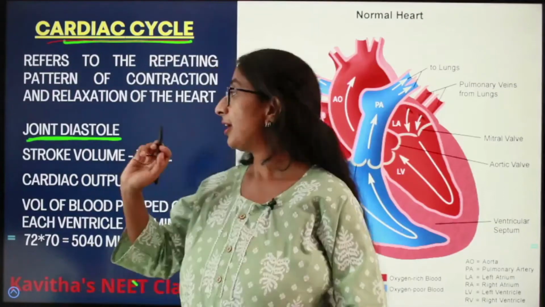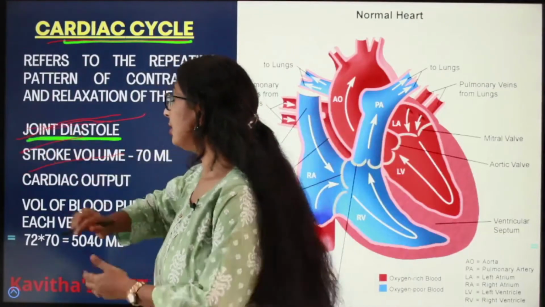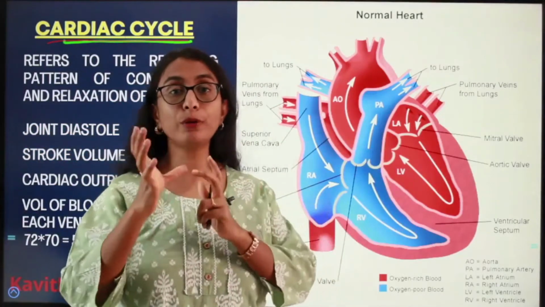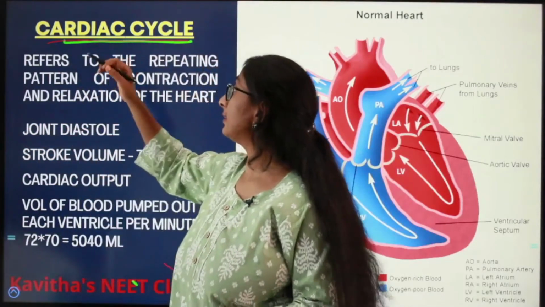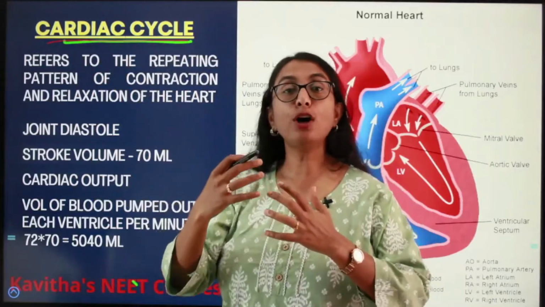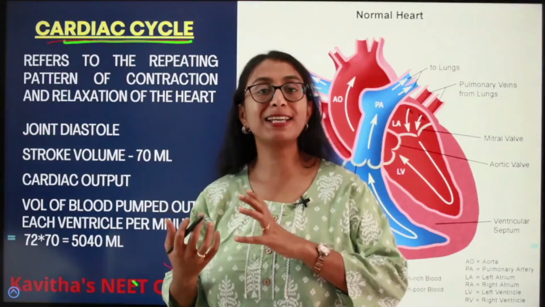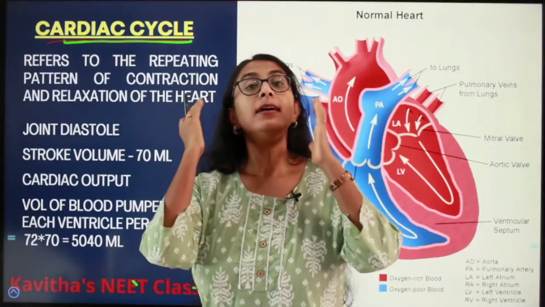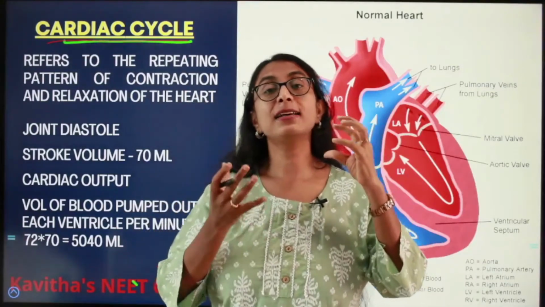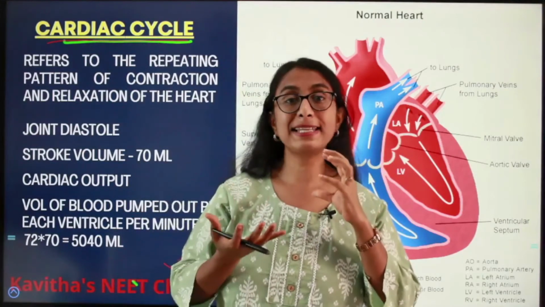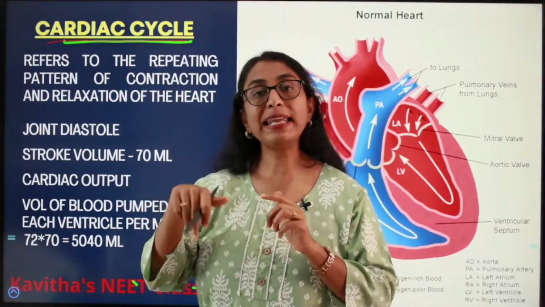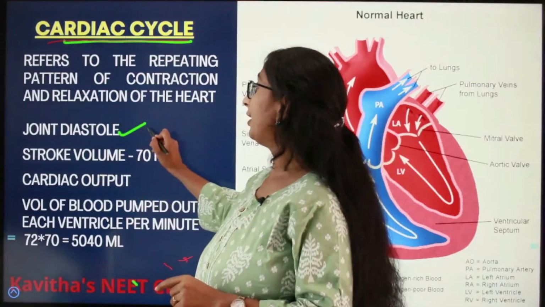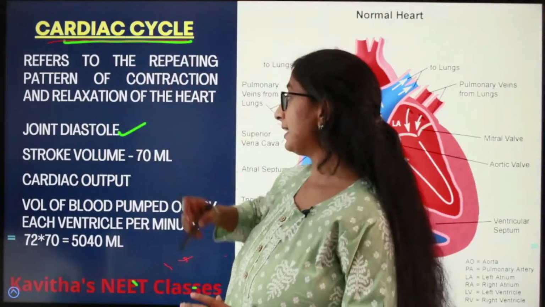Okay, did you understand what's the meaning of joint diastole? So from one joint diastole to the next joint diastole is what we call the cardiac cycle. That is one complete cycle of contraction and relaxation of the atrium and the ventricles. That is, when the atria are in a contracted state, the ventricles are in a relaxed state, and vice versa. That one entire cycle from one joint diastole to the next joint diastole is called the cardiac cycle.